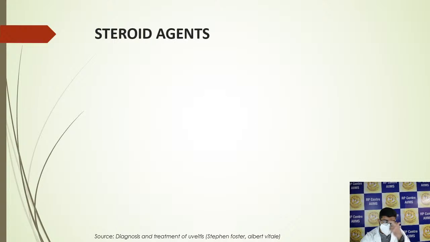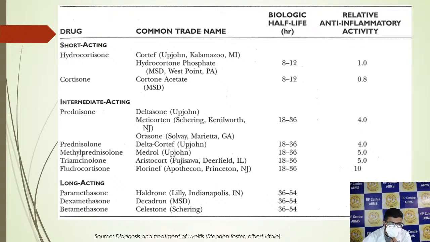So what are the various steroid agents we use? They can be classified on the biological half-life as short-acting, intermediate-acting and long-acting. What we commonly use are the intermediate-acting, that is prednisolone, IV methylprednisolone and triamcinolone acetonide, whereas the long-acting ones are dexamethasone and betamethasone.